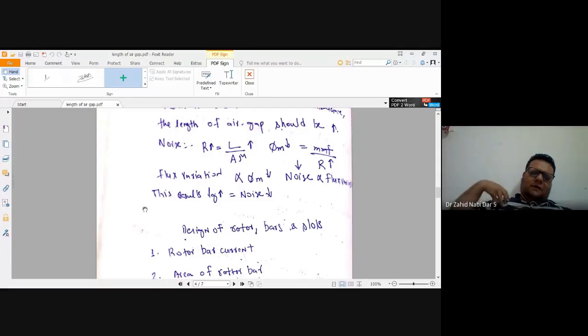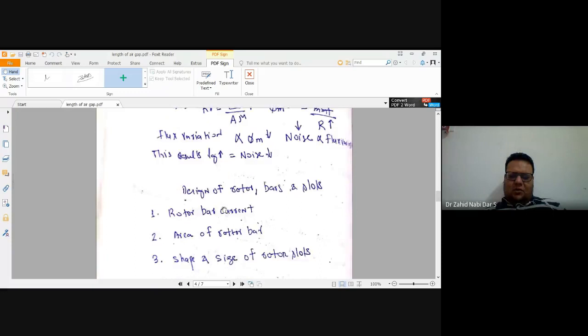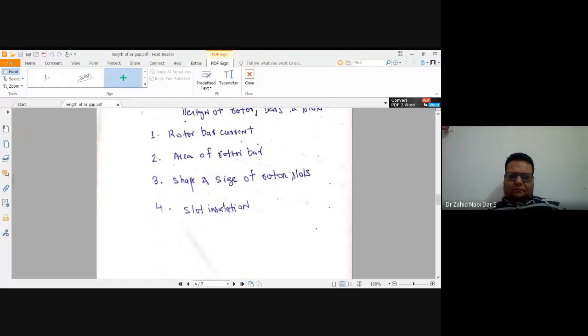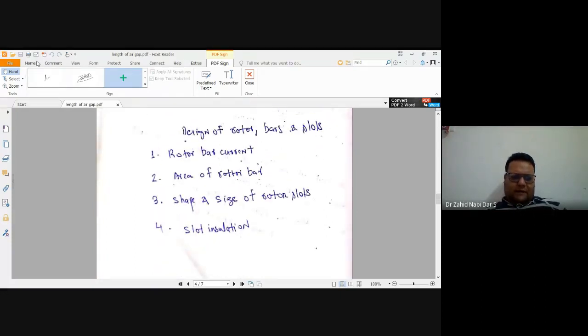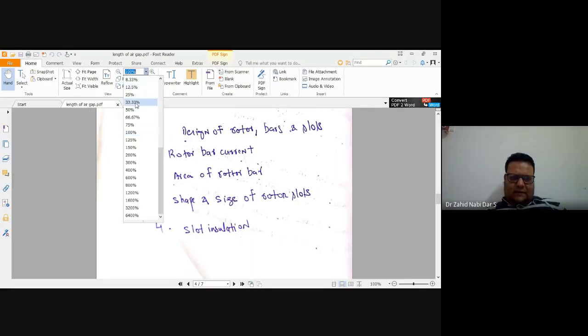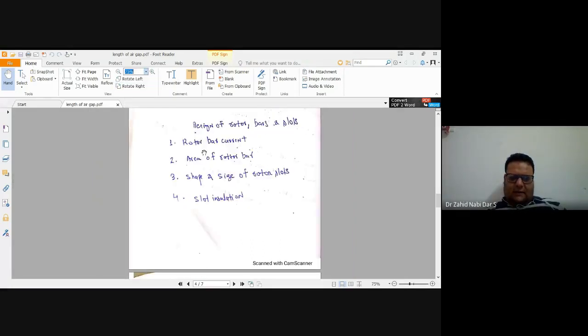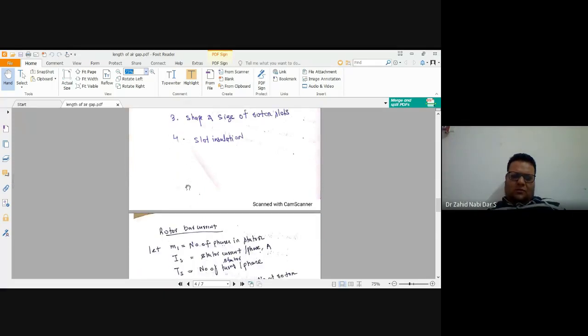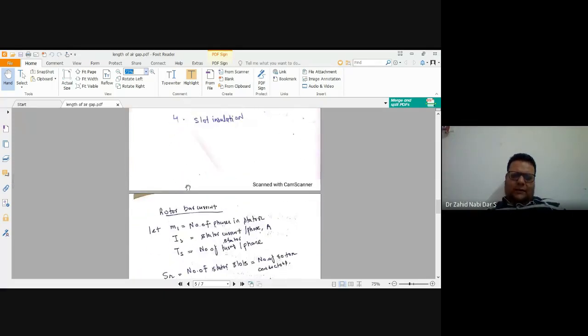After the length of air gap, we will come to the design of rotor bars and slots. What are the main factors that are essential here? In the design of rotor bars and slots, the primary factors are rotor bar current, area of rotor bar, shape and size of rotor slots, and slot insulation. So rotor bar current, how do we calculate it?